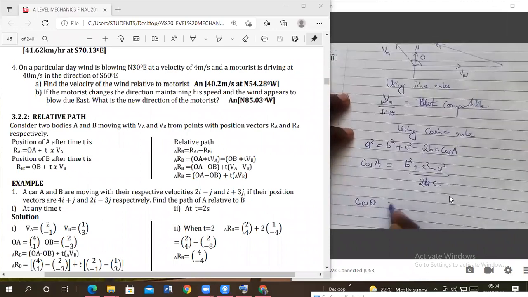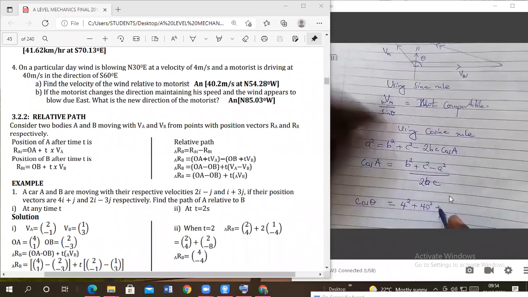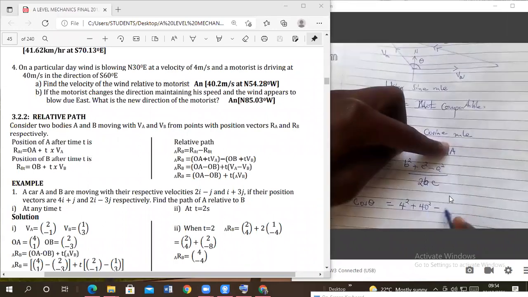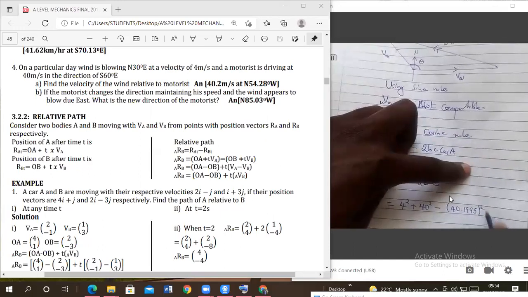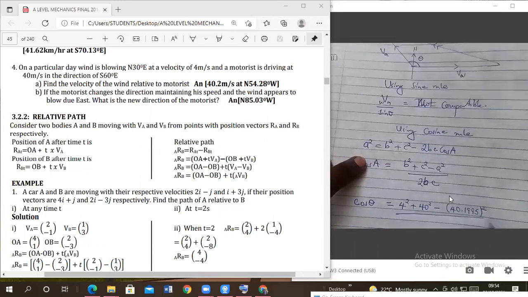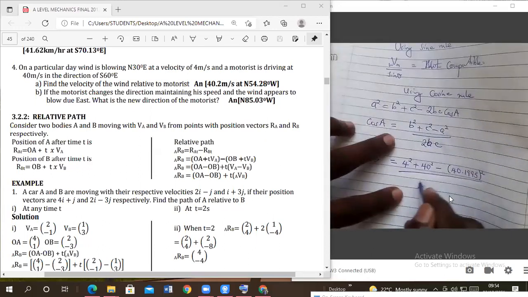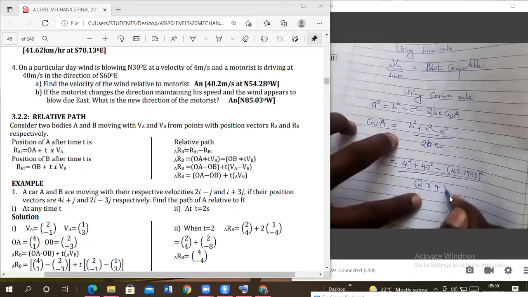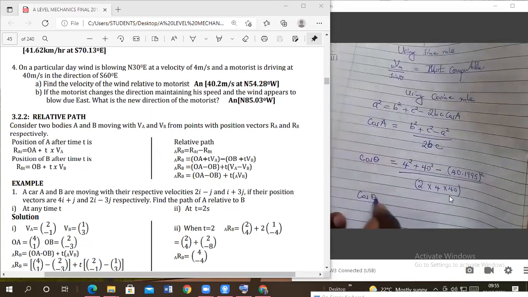So I'll have cos theta equals, we can pick any of them, 4 squared plus 40 squared minus a squared, which is going to be this one, 40.1995 squared, divide everything by 2 times 4 times 40. So find out what our cos theta will be.